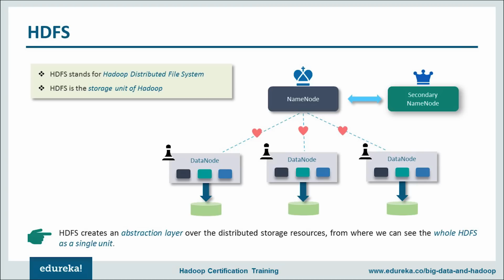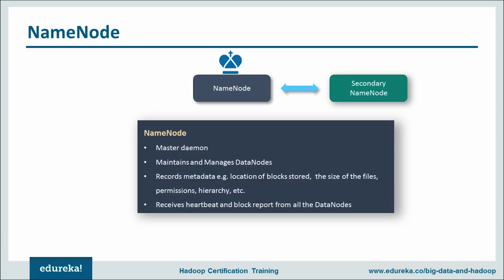The best thing about HDFS is that it creates an abstraction layer over the distributed storage resources. So when you're dumping a file into HDFS, it gets distributed across different machines. But you can see the entire HDFS as a single unit because it is laid out in such a structure. Now let us view each of these components one by one. First, we will take a look at NameNode.